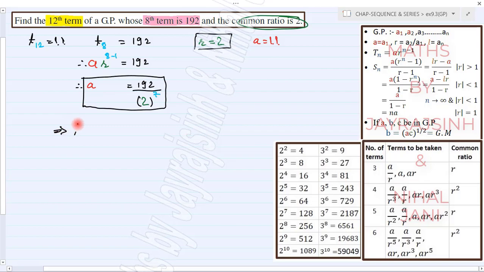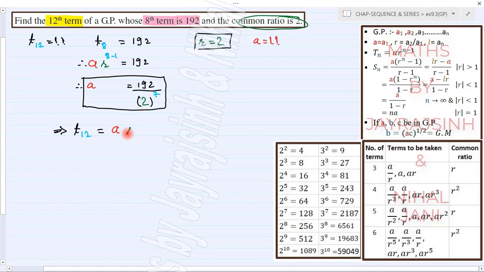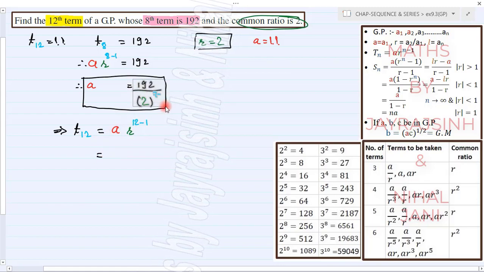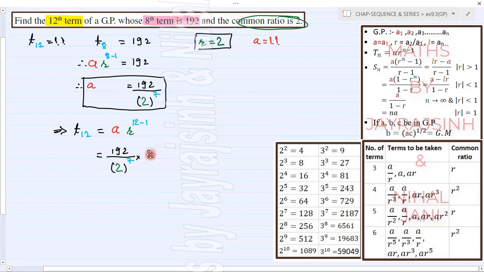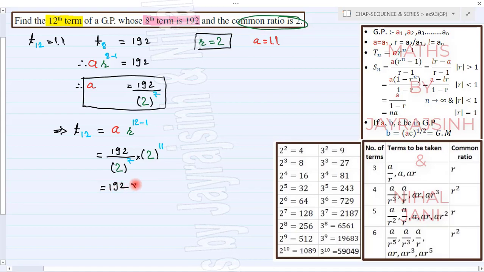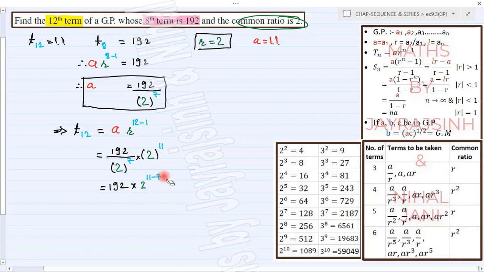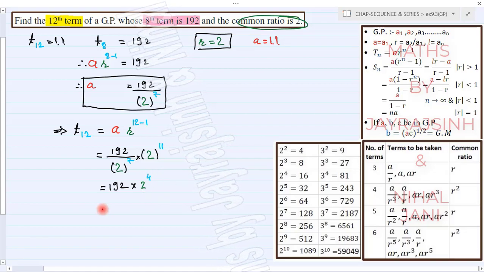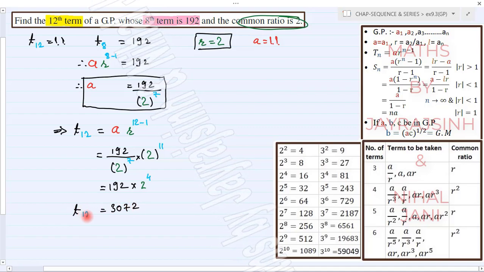So, we are ready to get T12 using the formula of the nth term. We will get A r raised to 12 minus 1, where your A is 192 upon 2 raised to 7 and the common ratio is 2 raised to 11. So, here we'll get 192 into 2 raised to 11 minus 7, or we can say 2 raised to 4. So, we will get 3072 as your 12th term.